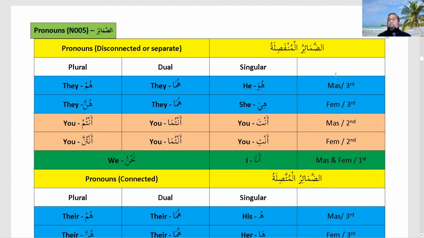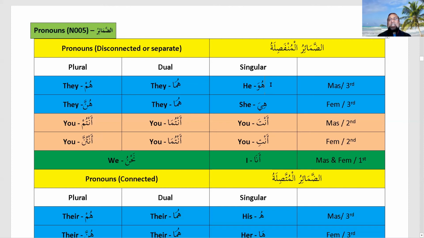The rightmost column says the gender and the person. So we have masculine third person, feminine third person, masculine second person, feminine second person, and masculine and feminine first person, because the pronouns are the same for the first person in masculine and feminine. The original form of these pronouns, disconnected, munfasila, in a state of rafa', when they are marfu', are huwa, meaning he, and then the second column has singular, the third dual, and the fourth plural.